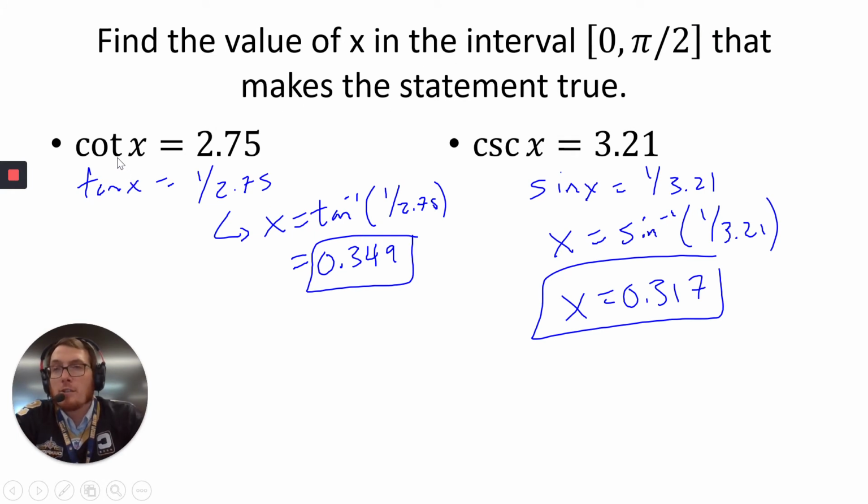If it was cotangent, remember you need tangent. So to get tangent, you do its reciprocal, which is 1 over 2.75. But then the same rules apply. It's tan inverse of that fraction to find the answer. Cosecant goes with sine, but it's sine of 1 over, and then sine inverse would be that answer. And you get 0.317. Make sure you're checking these out on your own calculator to make sure you know what to plug in. Maybe write a few notes about that scenario so you know what you're looking at to be successful.